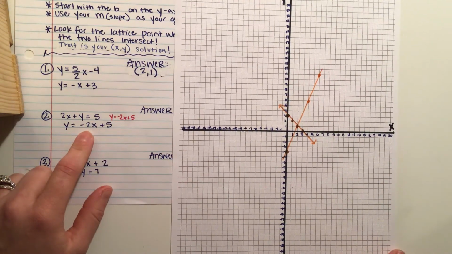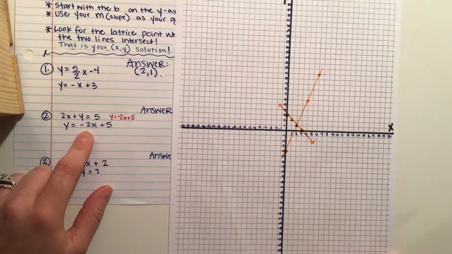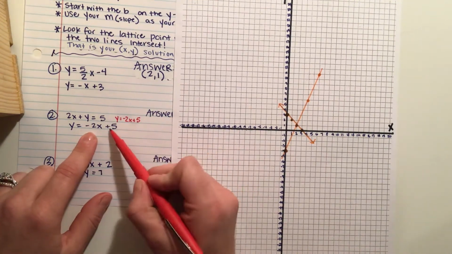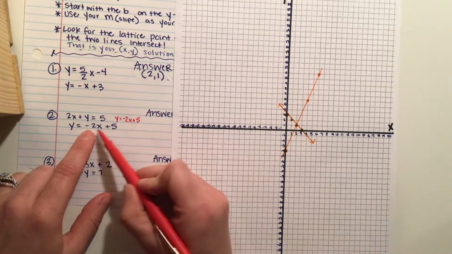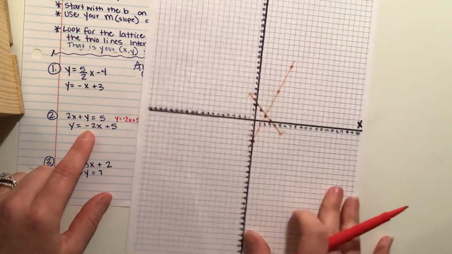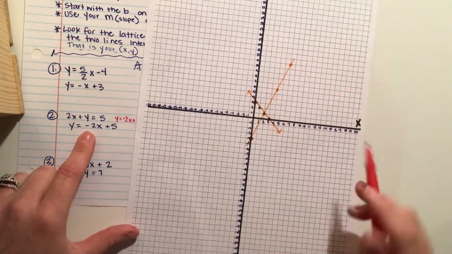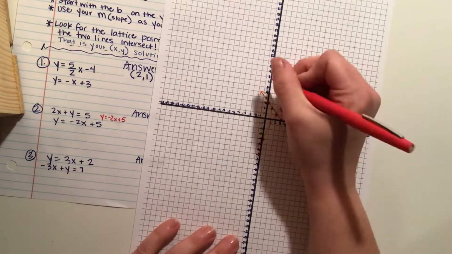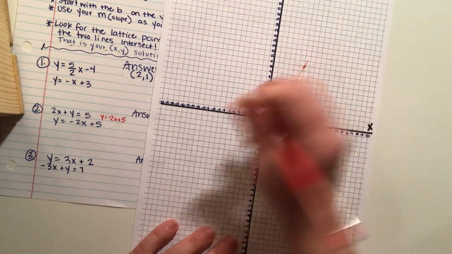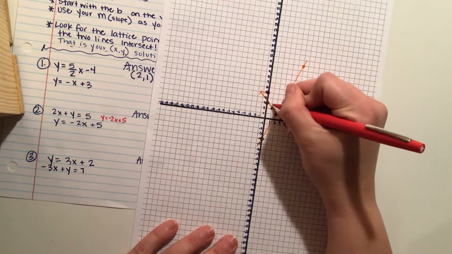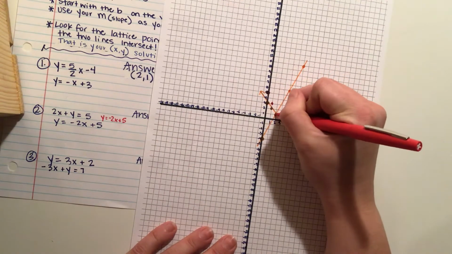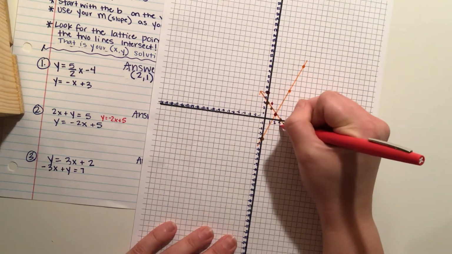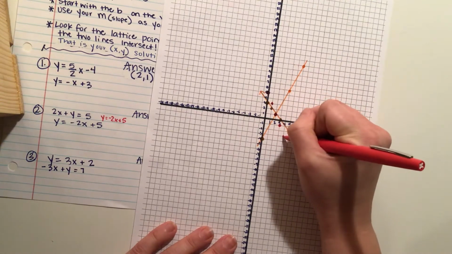Anytime they're identical, they are going to graph exactly the same thing because they're both starting at 5 and they're both growing by negative 2. So our lines would actually overlap. Let's show that on the graph. Starting at positive 5. Going down 2, right 1, down 2, right 1, down 2, right 1, down 2, right 1.